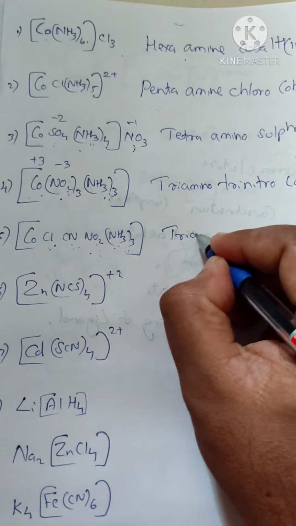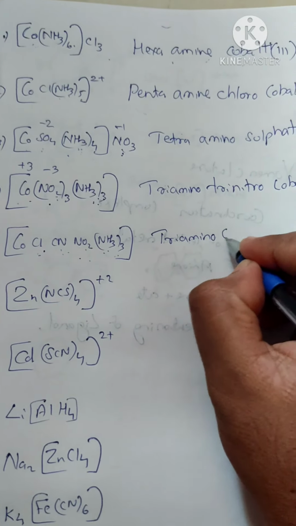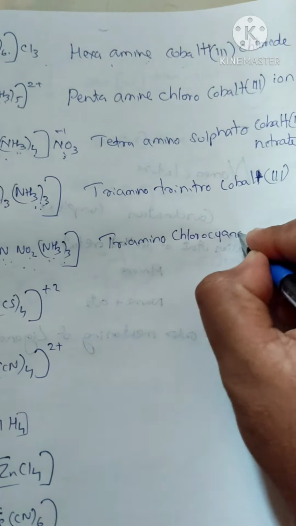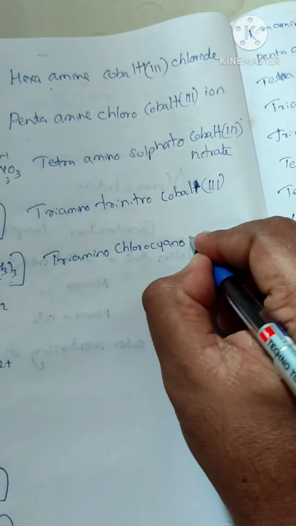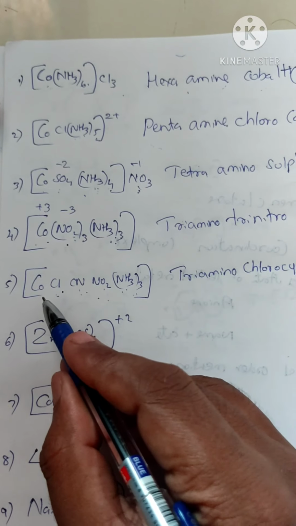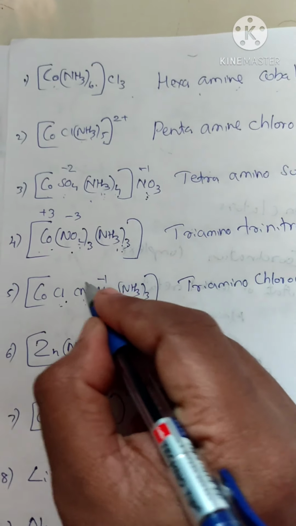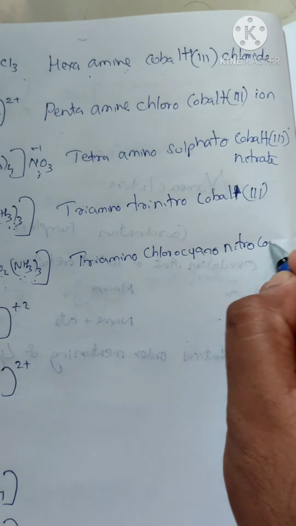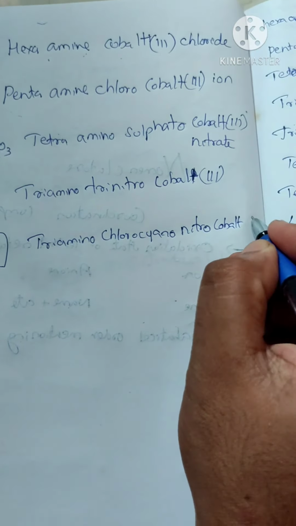So triammine, then chloro, since there is 1 chlorine, then cyano, then what is the other group there? Nitro. Okay, then what is the central metal atom? Cobalt. So cobalt, what is the oxidation state? We know nitro is -1, cyano is -1, chlorine is -1. So +3 oxidation state. So cobalt 3.